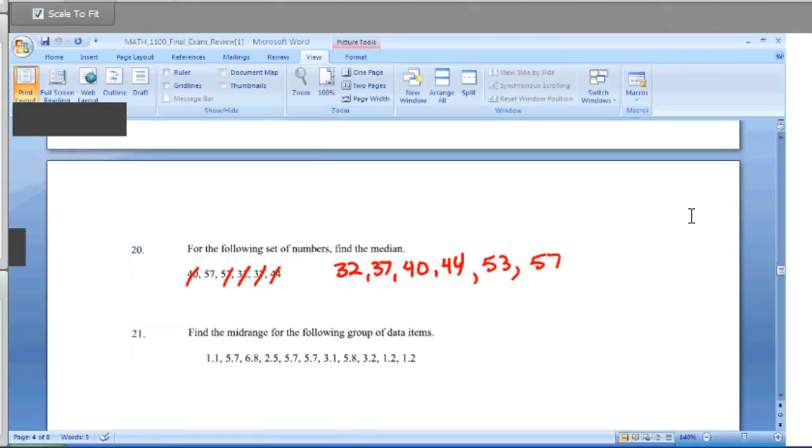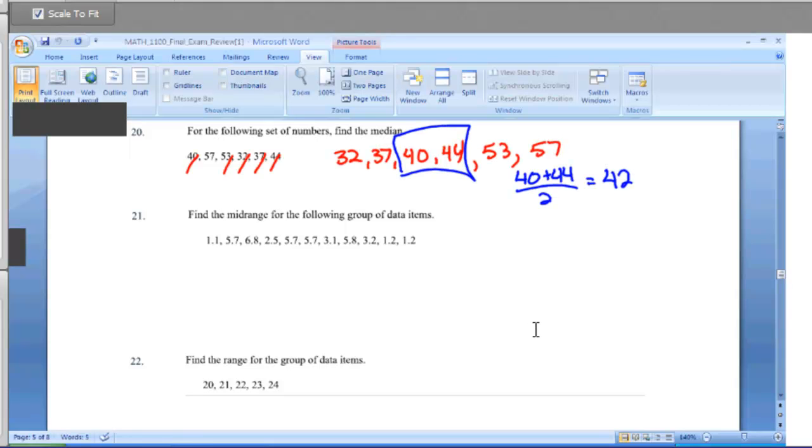Now they're in order. The median is the middle number. The problem is that we have 6 numbers, so there's not a true middle number. When that happens, we find the average or the mean of the 2 middle numbers. So we have 40 plus 44 over 2, and that gives us 42 for our median of that set of numbers.